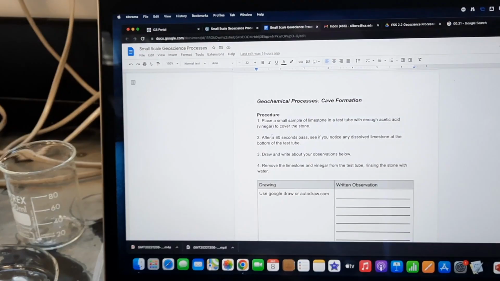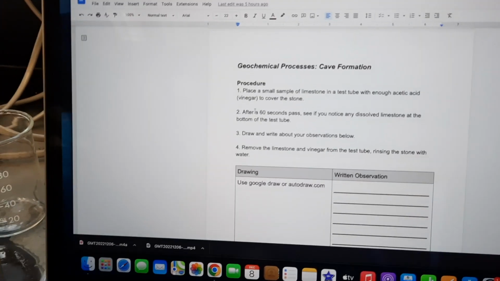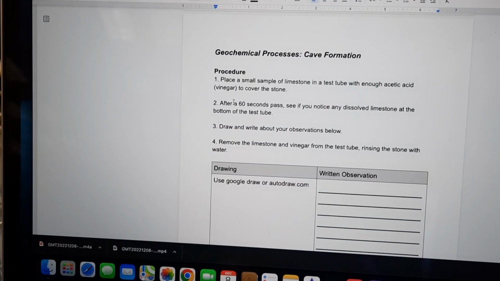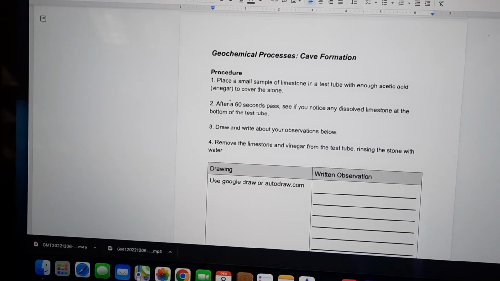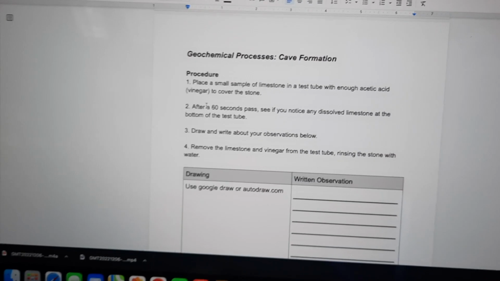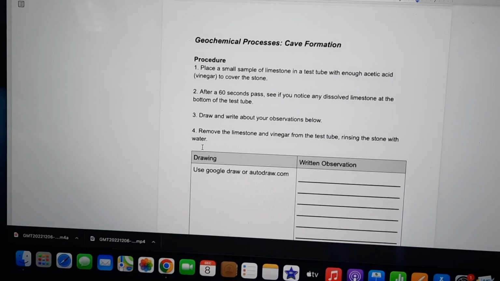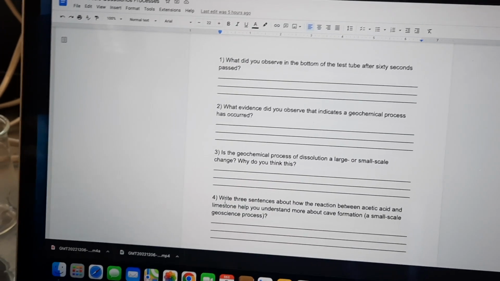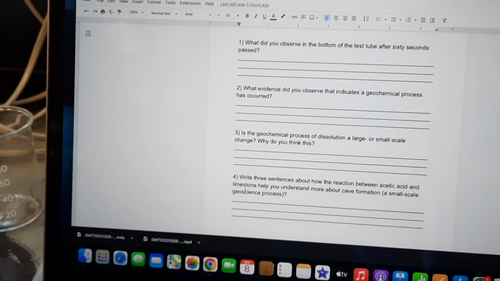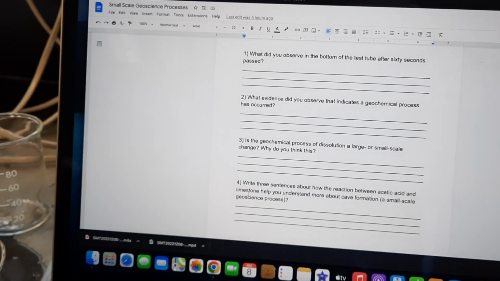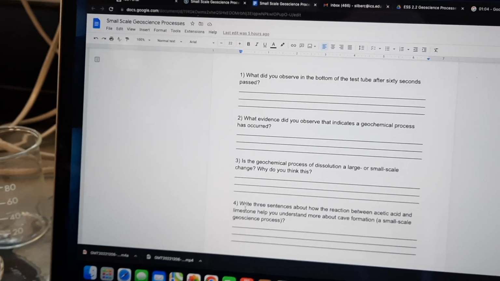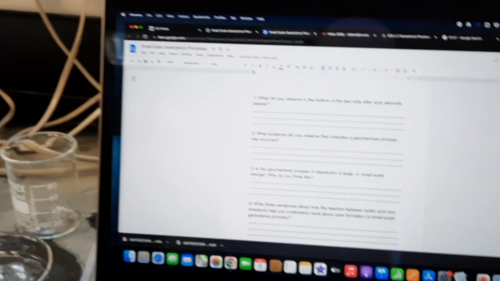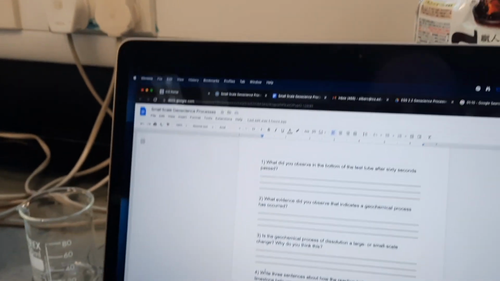Okay, and I'll put it to the side, and let's take a look at the other steps just to make sure we're doing everything. Okay, so we'll wait for 60 seconds, and you are to draw and write about your observations below. In step 4, remove the limestone and vinegar from the test tube, rinsing the stone with water. There is a question down here that says to check the bottom of the test tube for any dissolved limestone debris or sediments. So it might be interesting to check that out.